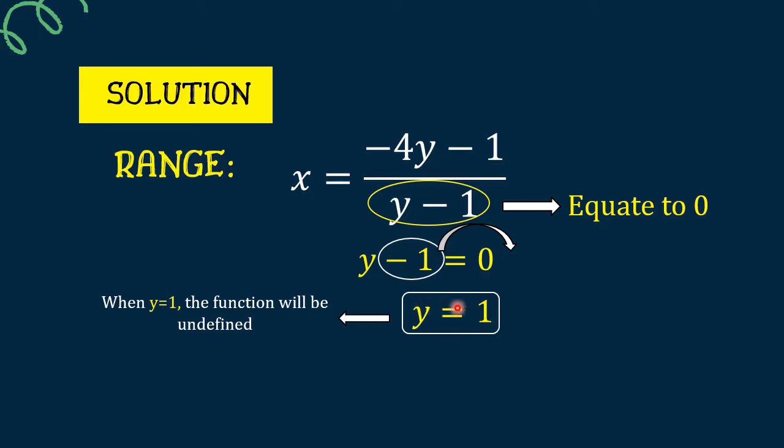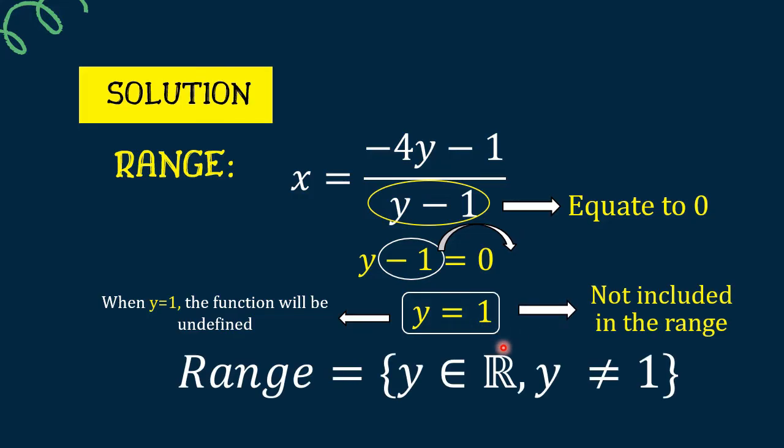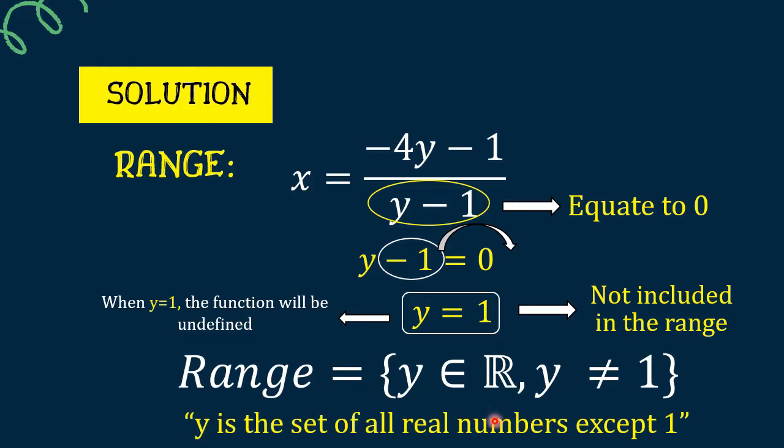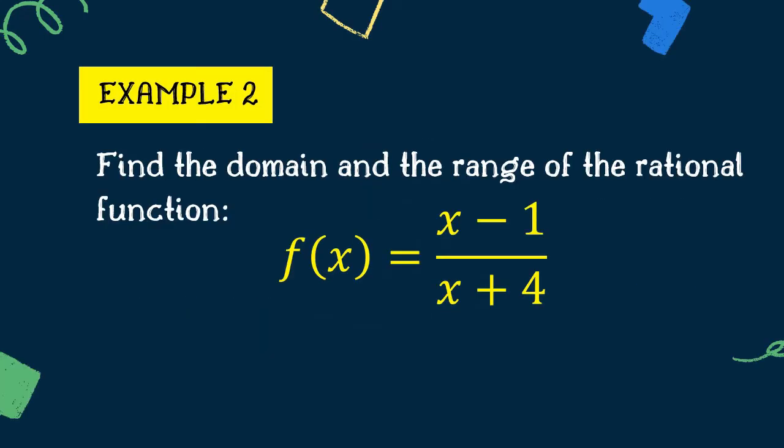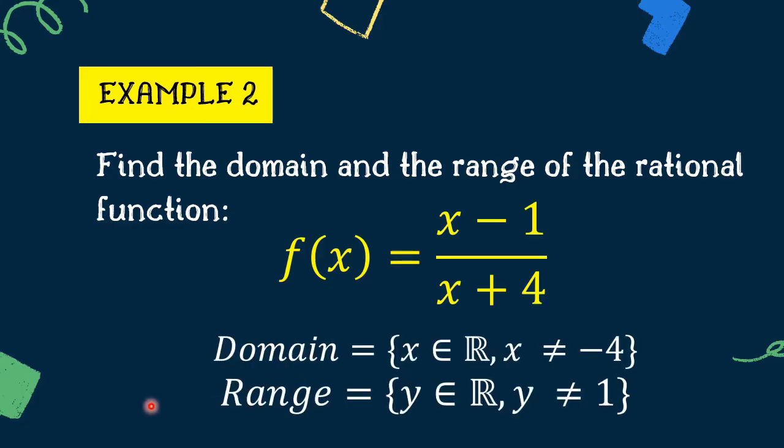If we substitute 1 to y here, that becomes 1 minus 1, which is equal to 0. Since the denominator is 0 when the value is 1, 1 is not included in the range. Therefore, we can conclude that the range is y is the set of all real numbers except positive 1, written in this set builder notation. Therefore, the domain and the range of the rational function are the following, written in set builder notation.